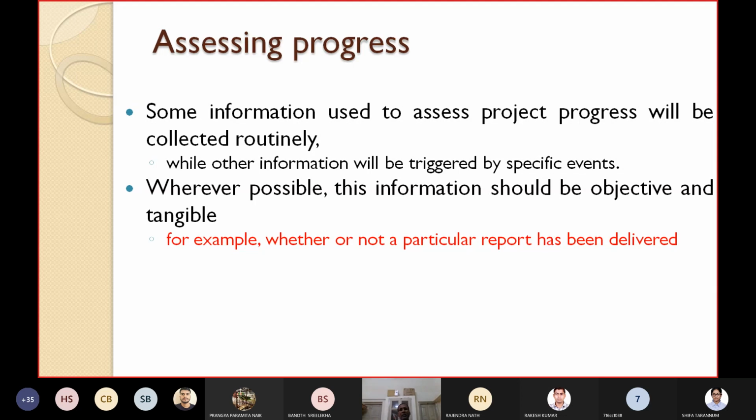and that information should be very much objective and tangible and can be visualized, not intangible information like user satisfaction. You cannot measure user satisfaction. So wherever possible, try to document the information as objective, and it should be tangible.